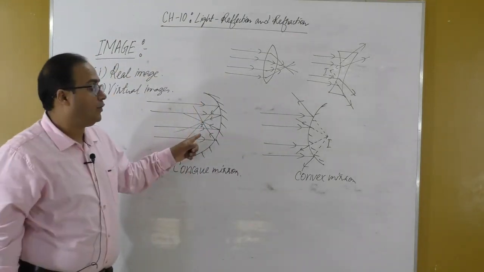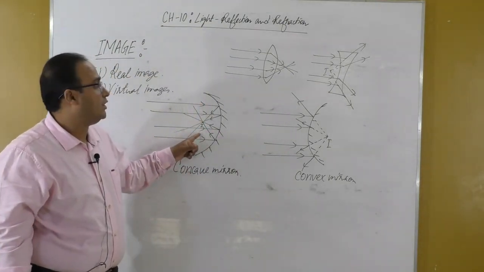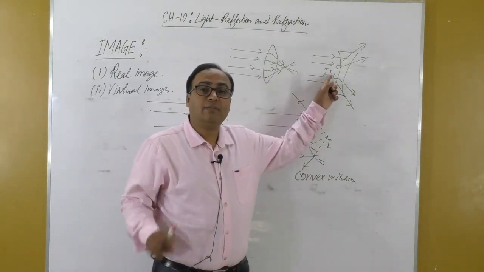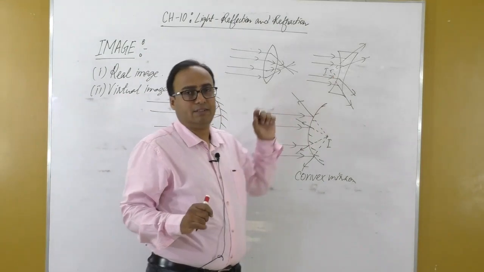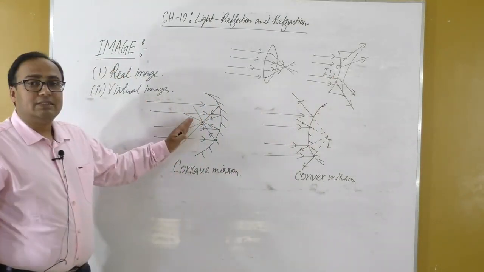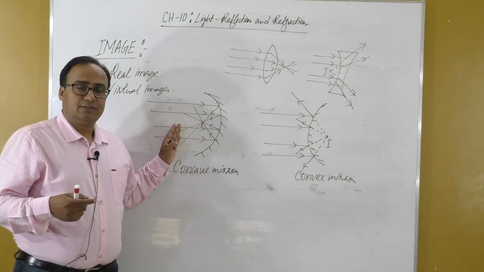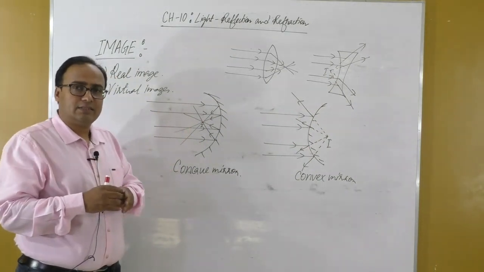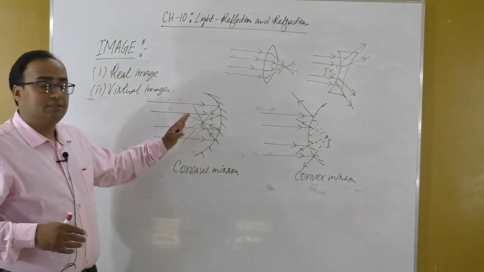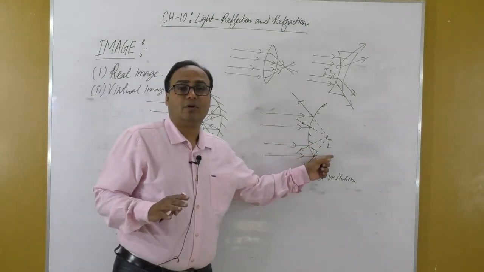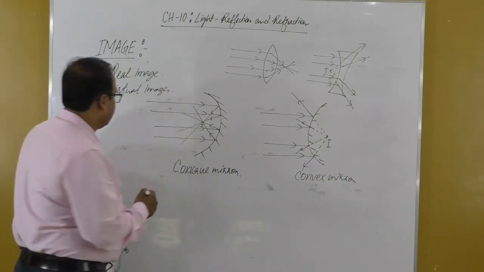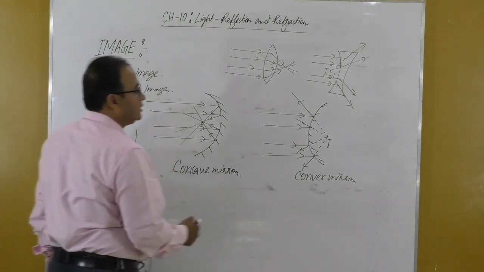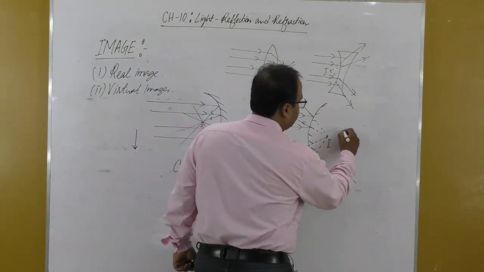Real image is formed by actual intersection of light rays. Virtual images are formed by imaginary intersection of light rays. Real images can be obtained on a screen. ऐसा इमेज जिसको स्क्रीन पे लिया जा सकता है, that is real image. And virtual images cannot be obtained on a screen. One more thing, real images are inverted, upside down, and virtual images are erect.